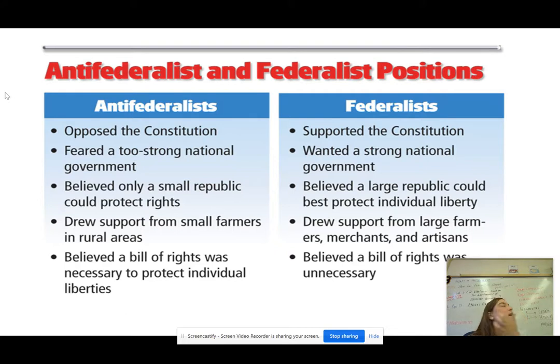So as we can see here, we are going to see a split. The Federalists were your James Madison, your Alexander Hamilton, your wealthy, your elites, and then the Anti-Federalists, more of your common man, your Thomas Jefferson and things like that. So that's what we're going to see here.